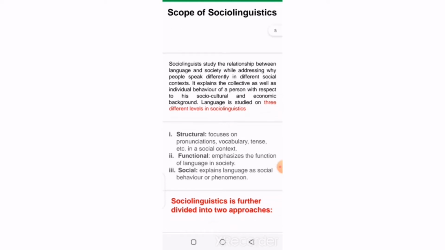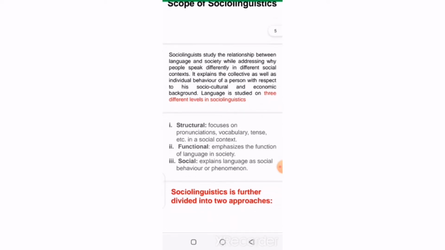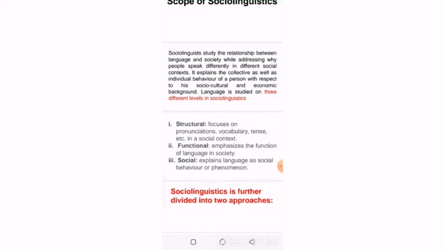When we talk about sociolinguistics, we will study the language at three different levels. First one is structural level, second one is functional level, and third one is social level. What is structural level? We will focus on phonological aspects in structural level. What are the phonological aspects like? These are pronunciation, vocabulary, tenses, etc. in social context. Sometimes phonological variations occur in our language, so we will study it under the domain of sociolinguistics.